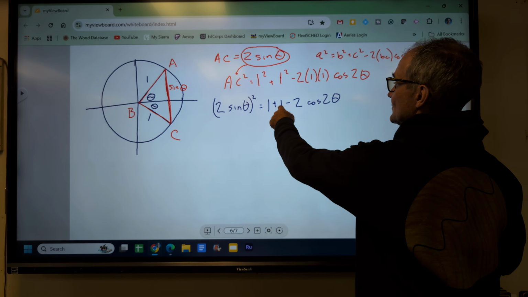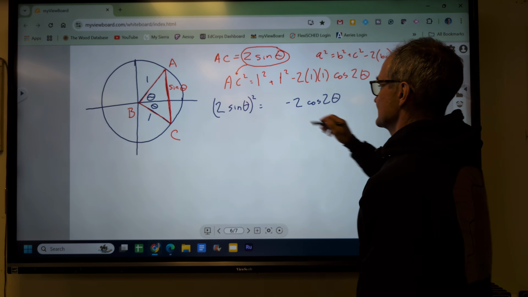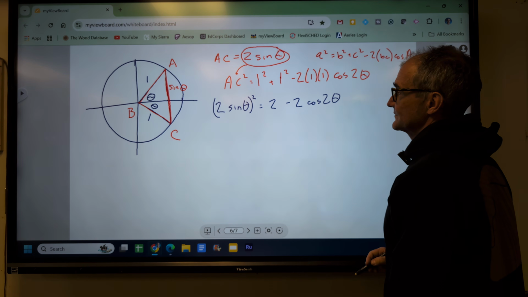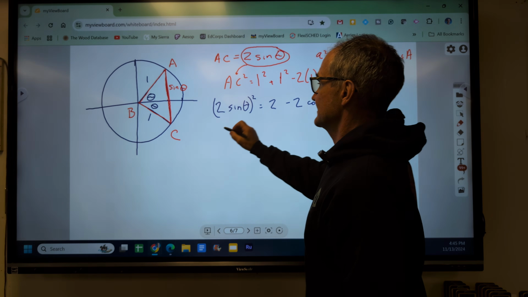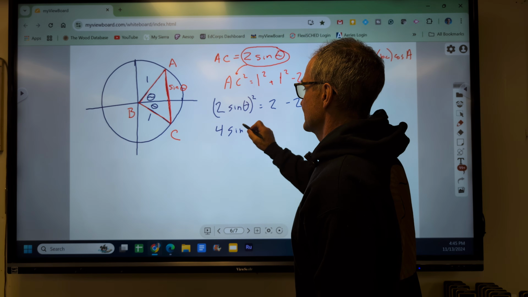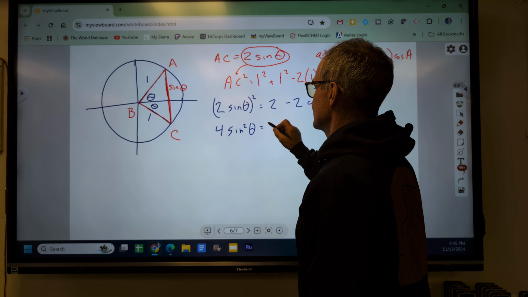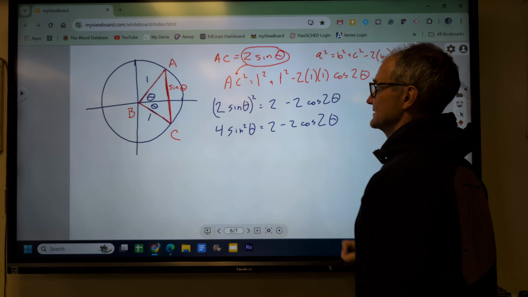And then right here, 1 plus 1 is equal to 2. So I have 2. Let me go ahead and square this. 2 squared is 4. Sine squared is sine squared of theta. And that's equal to 2 minus 2 cosine of 2 theta.